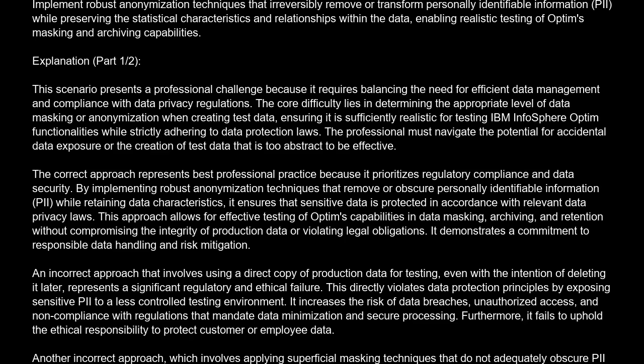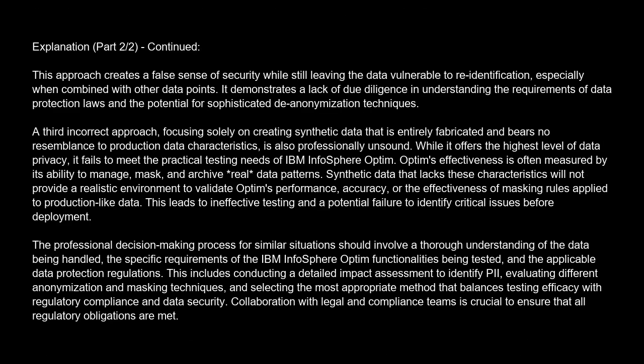Another incorrect approach, which involves applying superficial masking techniques that do not adequately obscure PII, for example, simply replacing names with generic placeholders without addressing other identifiers, also leads to regulatory and ethical failures. This approach creates a false sense of security while still leaving the data vulnerable to re-identification, especially when combined with other data points. It demonstrates a lack of due diligence in understanding the requirements of data protection laws and the potential for sophisticated de-anonymization techniques.